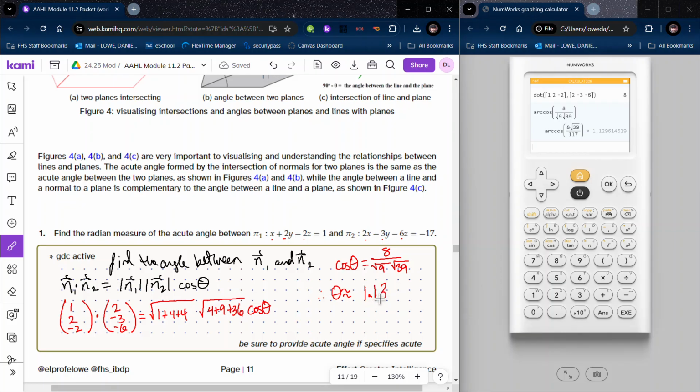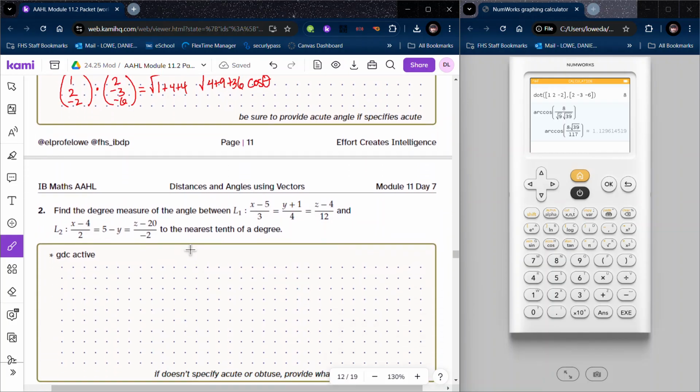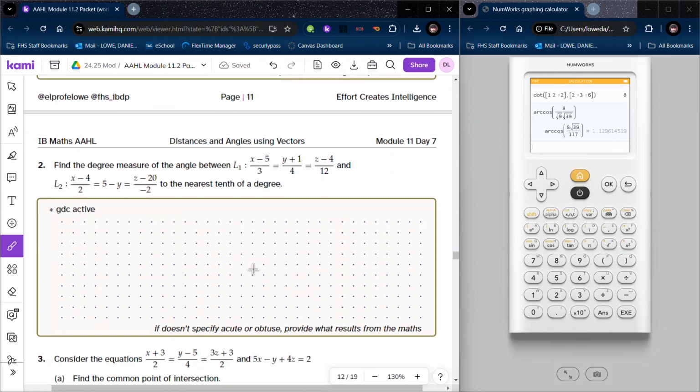Remember, if it doesn't tell you, you need to give the answer to 3 significant figures for work with the International Baccalaureate. So that's all you have to do to find the angle between two planes: just find the angle between the two normals. If I want to find an angle between two lines, same approach. The angle between two lines is just going to be using the dot product.